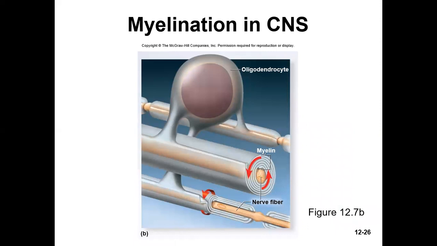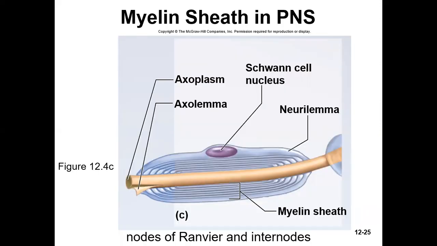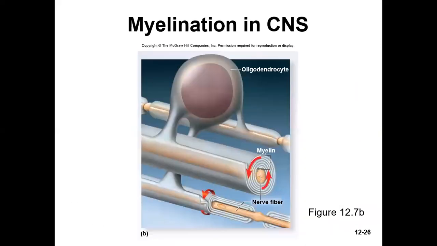And then contrasting the myelination in the CNS. Again, Schwann cells, peripheral nervous system, they're specific to an axon, whereas the oligodendrocyte in the CNS will attach to many different axons, producing the myelin, but it won't have the endoneurium on it.